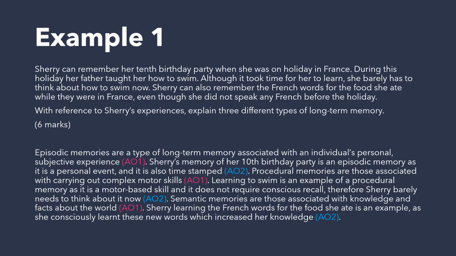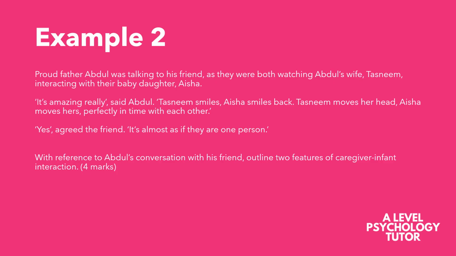Finally, semantic memories are those associated with knowledge and facts about the world. There's the AO1 mark. And then Sherry learning the French words for the food she ate is an example, as she consciously learnt these new words which increased her knowledge. And that's the final AO2 mark. So as you can see here, there's a very rigid structure of AO1, AO2, AO1, AO2, AO1, AO2.